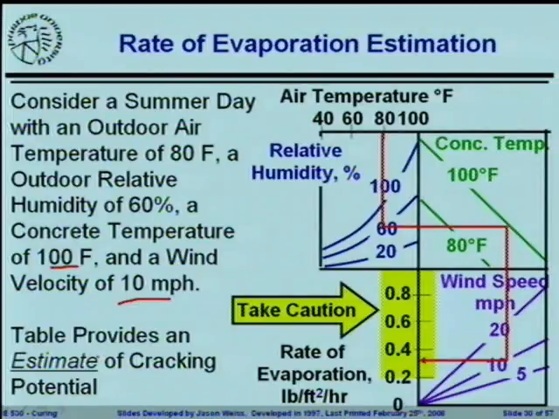What it tells you to do is to go to the nomograph and estimate the rate at which water evaporates. One of the things that I will tell you, a kind of little known fact about this graph, is that this graph has very little to do with concrete. This graph is how fast water evaporates off of the surface of some lake.